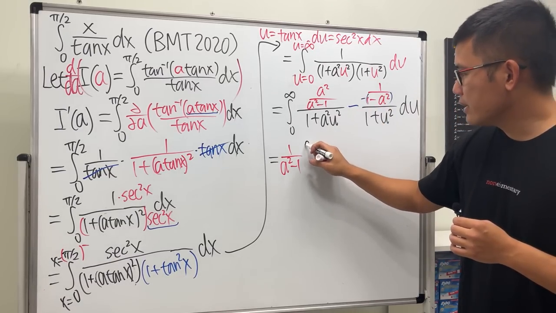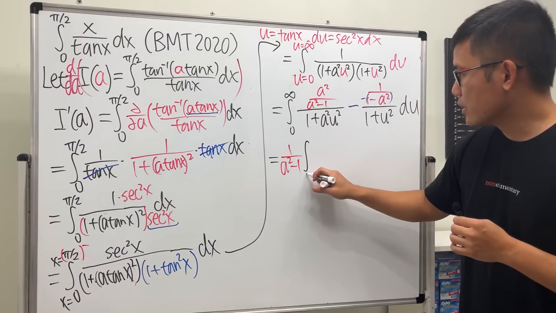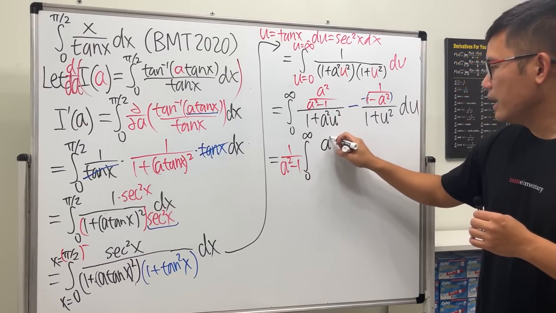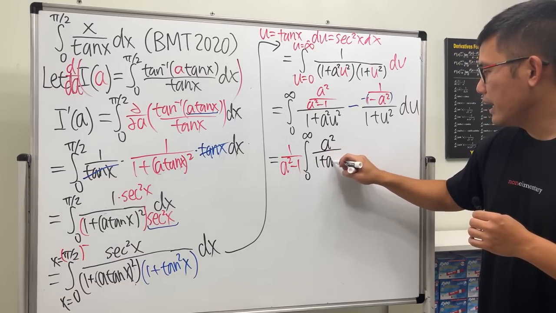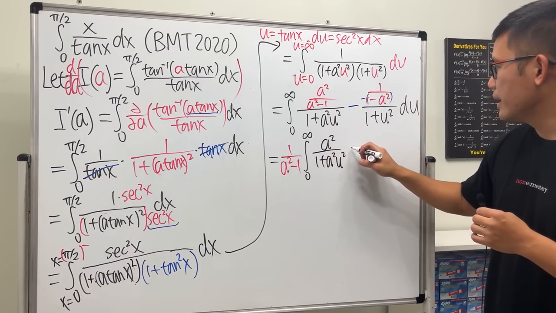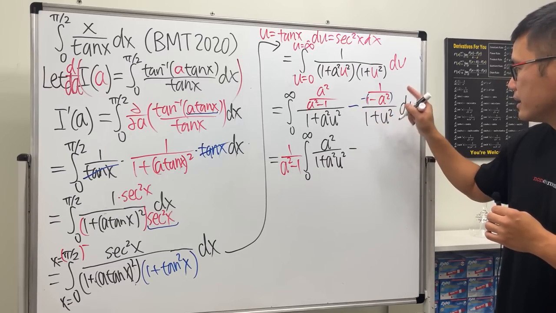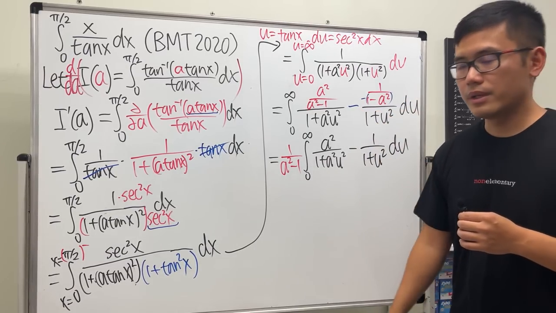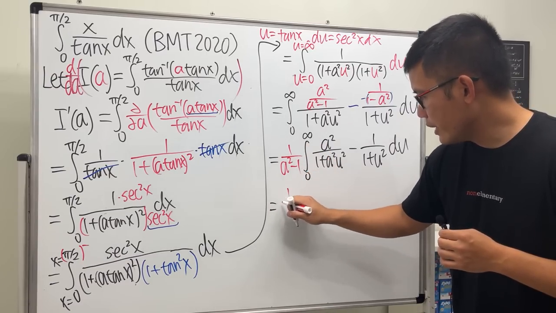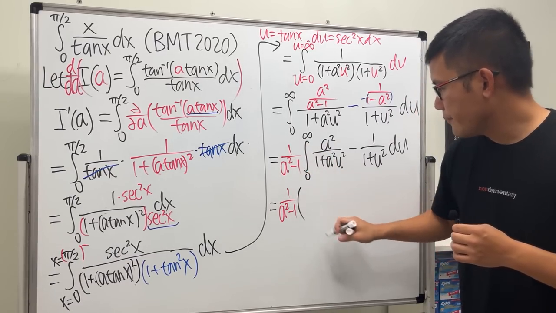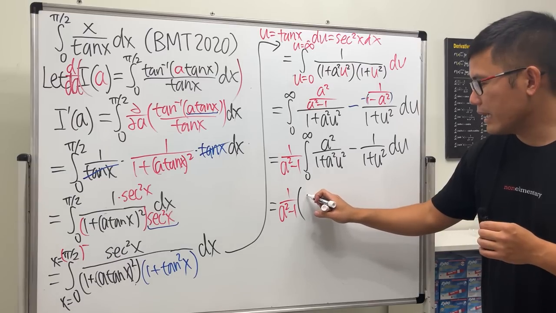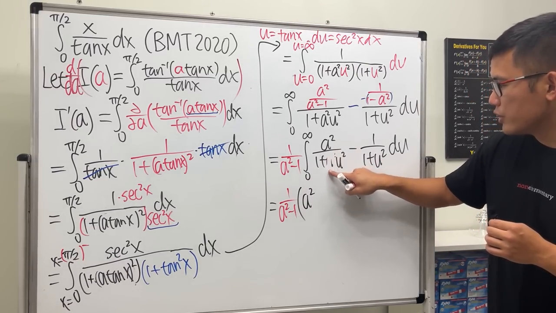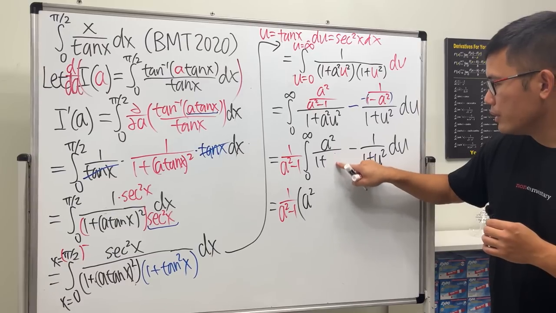And then we can look at the integral from 0 to infinity. And this right here, I'll just keep it as a squared over 1 plus a squared u squared, and then minus, and then this is just 1 over 1 plus u squared du. Now we can integrate. So we still have this all the way at the front. Integrate this. Firstly, we have that a squared. Secondly, this right here, I'm going to just change this to au and then squared.